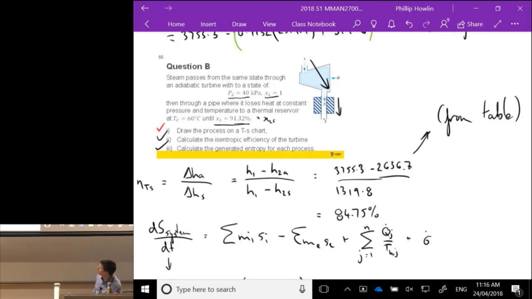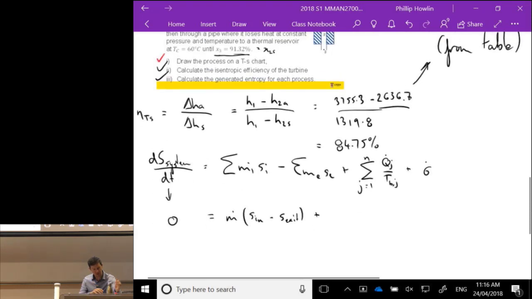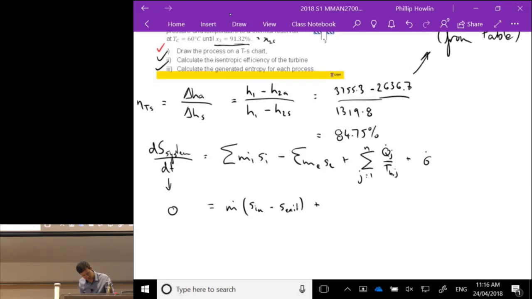So the question is, we can get to the same fluid state in two ways. In one way, all the heat's drawn out in the turbine; in the other way, some of the heat's drawn out in the turbine as work, and then some is lost as heat loss in the subsequent piece of pipe work. So what's the entropy generated as part of the two processes? We are going to have a Q on T for one of the processes, so we need to include that, and we're going to have an entropy generation term as well.